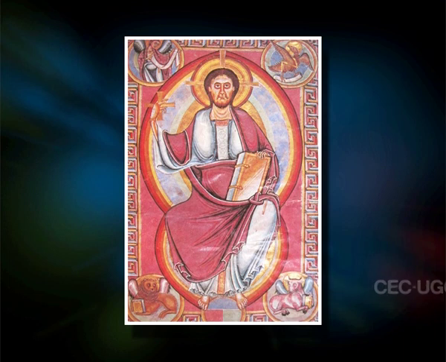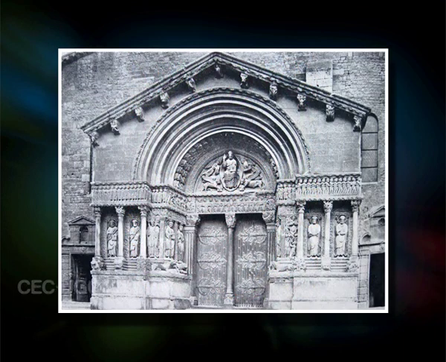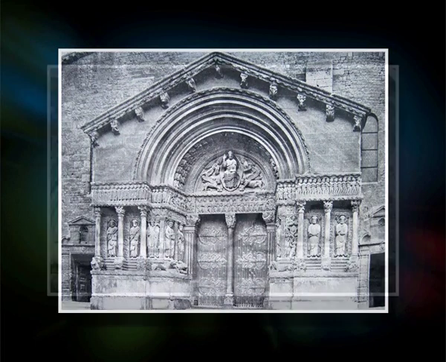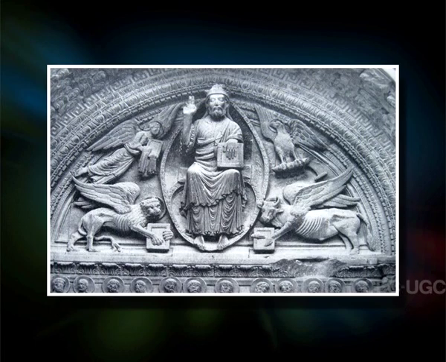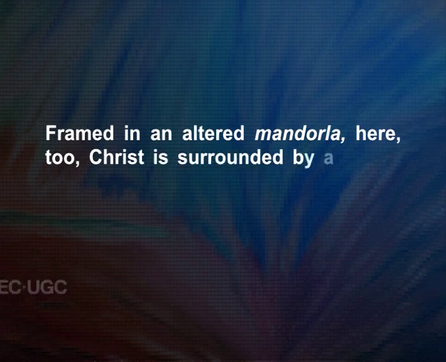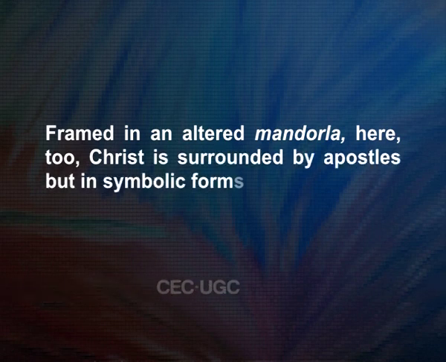Similar depictions are recurrent in the book illuminations as well. A page from the illuminated Bible of an important monastery of Stavelot in Belgium of the late 11th century comes to serve as an interesting example. The way the body is draped across is discernibly graceful by virtue of firm, rhythmic lines, which show the sure hand of the artist. Framed in an altered mandorla, here too, Christ is surrounded by apostles, but in symbolic forms.